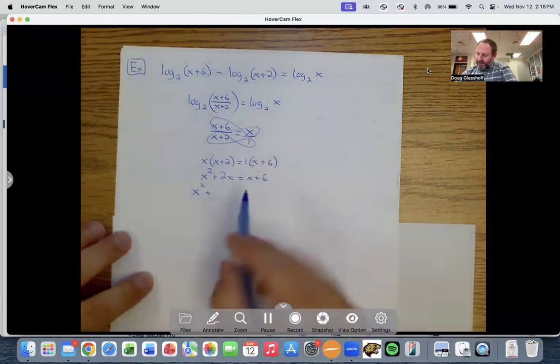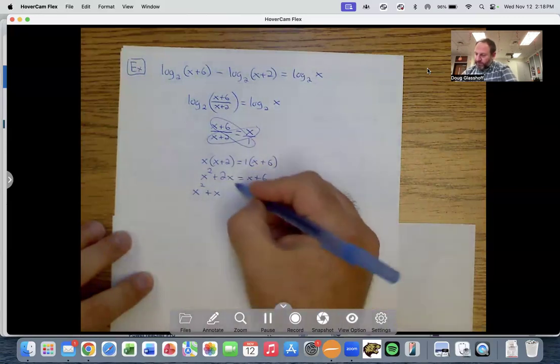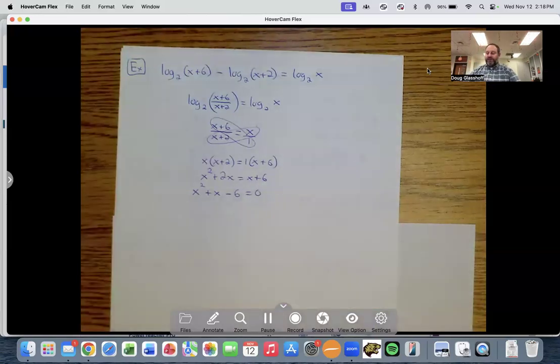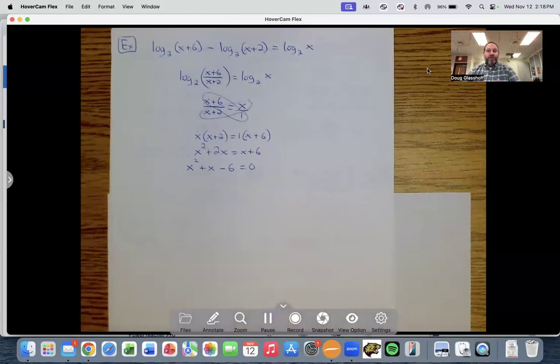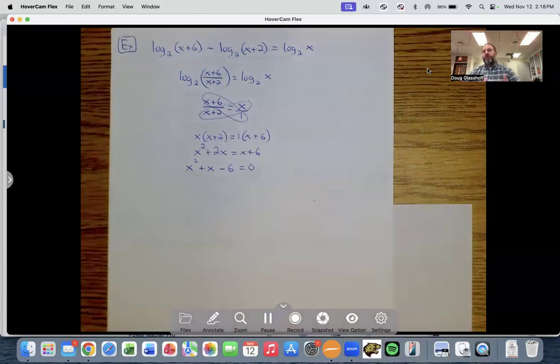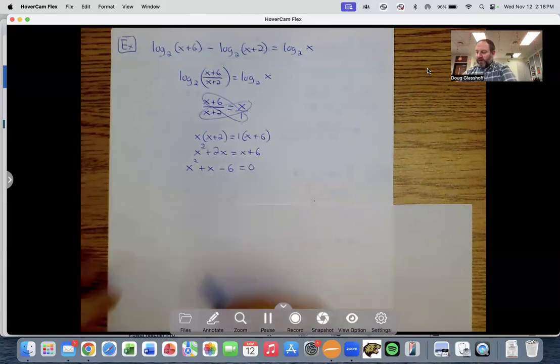If I have 2x, take away x, that just leaves me x. Subtract the 6 over from nothing is negative 6. So x squared plus x minus 6 equals 0. From this point, you have to solve a quadratic. Remember, to solve a quadratic, you have the choice of, most of the time, 2 choices, either quadratic formula or factoring. Okay, let's factor this one.